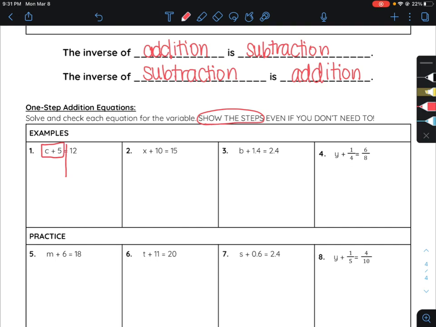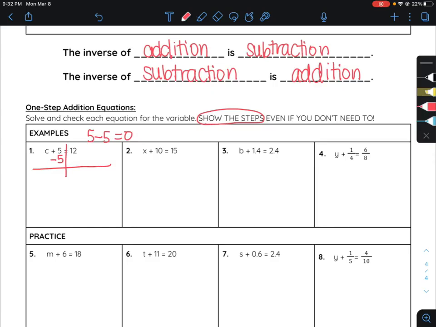plus 5. The entire point here is to get C all by itself. And to do that, we're going to undo or use inverse operations to get C all by itself. So if C is being added to 5, I'm going to do the opposite of that, which is subtract 5, so that I can get a 0, because a plus 5 minus a 5 is 0. Now the problem is, anytime you make one change to a math problem, you have to make a second change so that things stay equal.